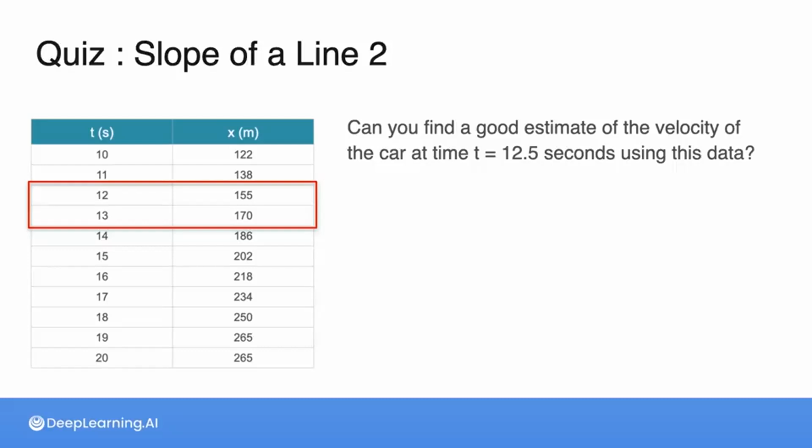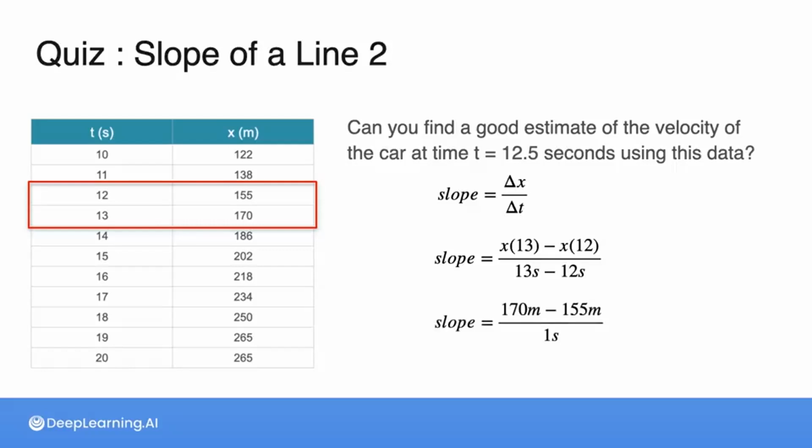And how do we calculate this? Well, if the slope is the change in distance over the change in time, that's the velocity of the interval, then this is the distance at 13 minus the distance at 12, divided by the time at 13 minus the time at 12. Distance at 13 is 170, distance at 12 is 155, and the time difference between 13 and 12 is 1 second. So we get a slope of 15 meters per second. That's the velocity for that interval. And that is a much better estimate for the instant velocity at t equals 12.5.